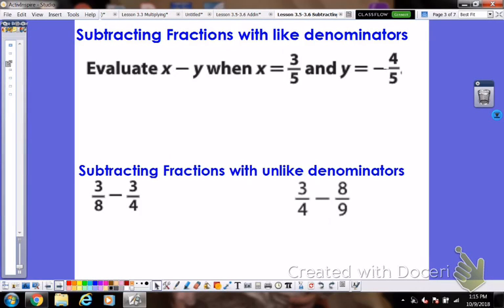Okay, today's lesson, finishing up the chapter, we will be working with subtracting fractions. So just like yesterday with the adding, we will start with our like denominators, so our like fractions.